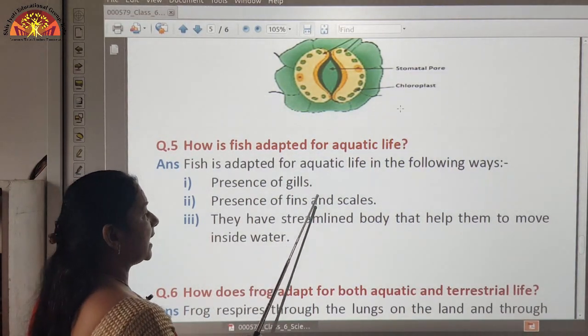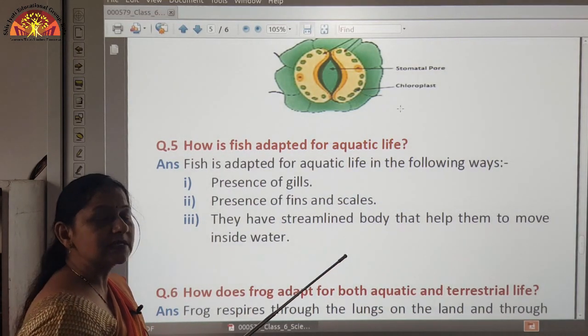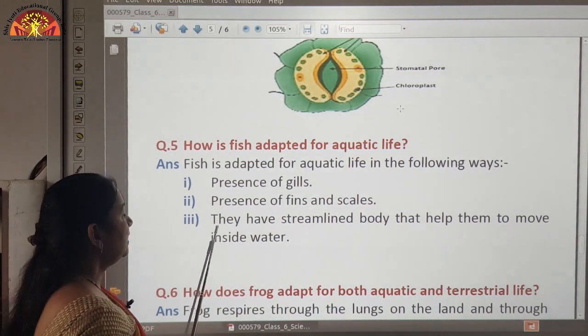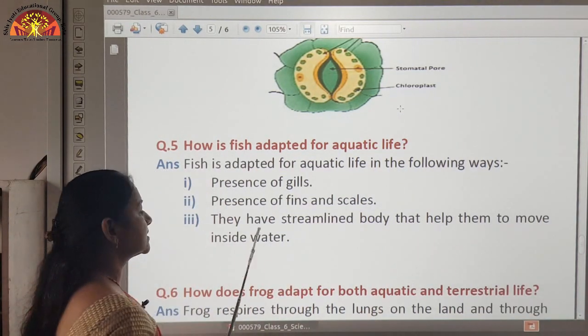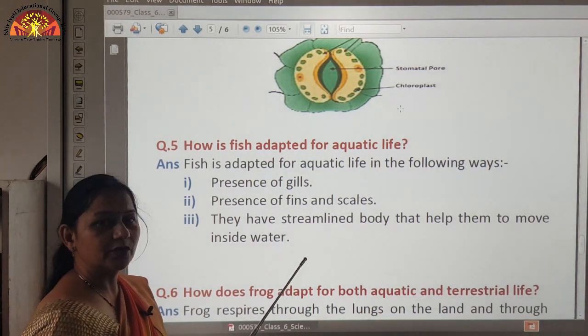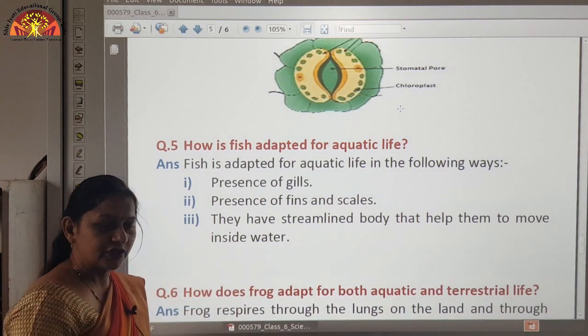Presence of fins and scales. It has fins and it has overlapping scales on its body. Then they have a streamlined body that helps them to move inside water. A streamlined body helps them to move faster in water by reducing the friction.